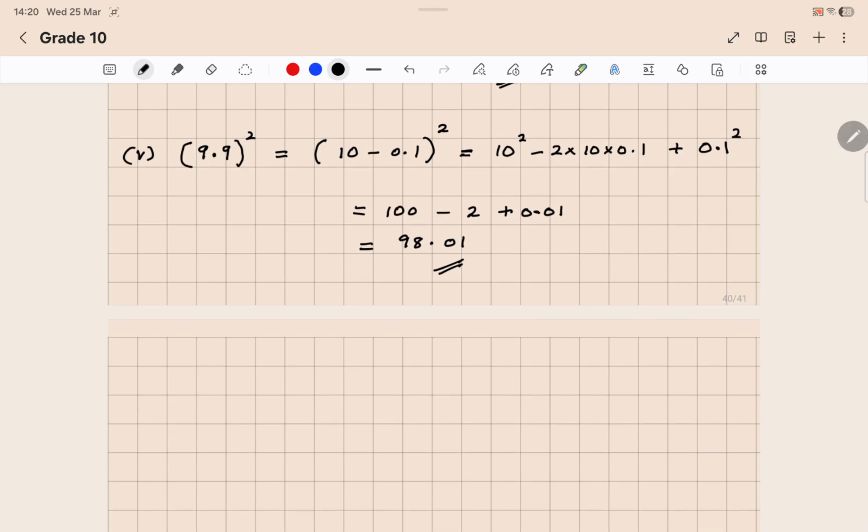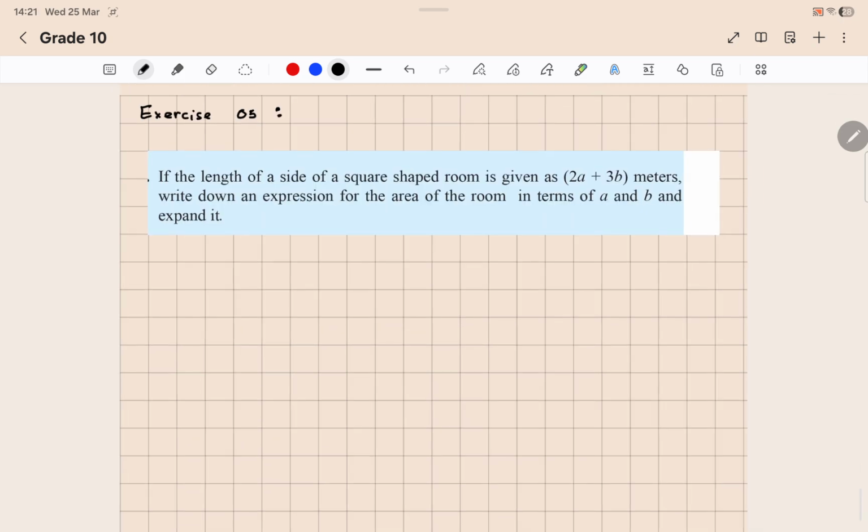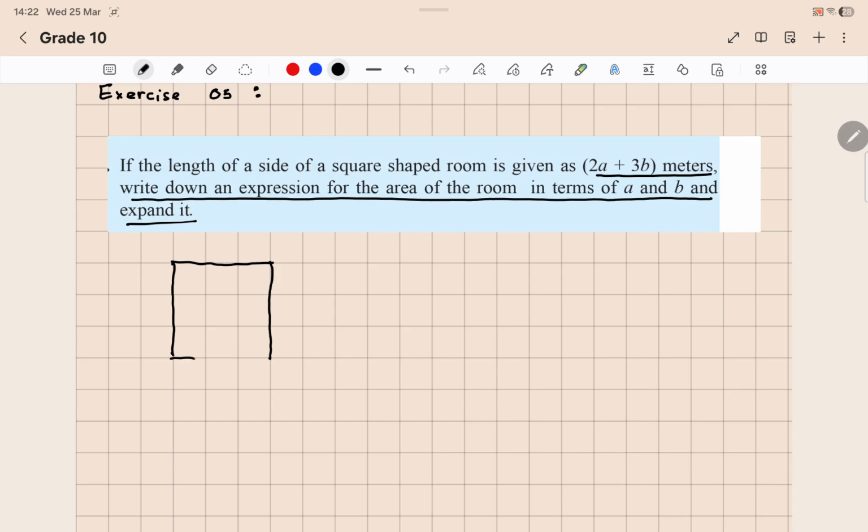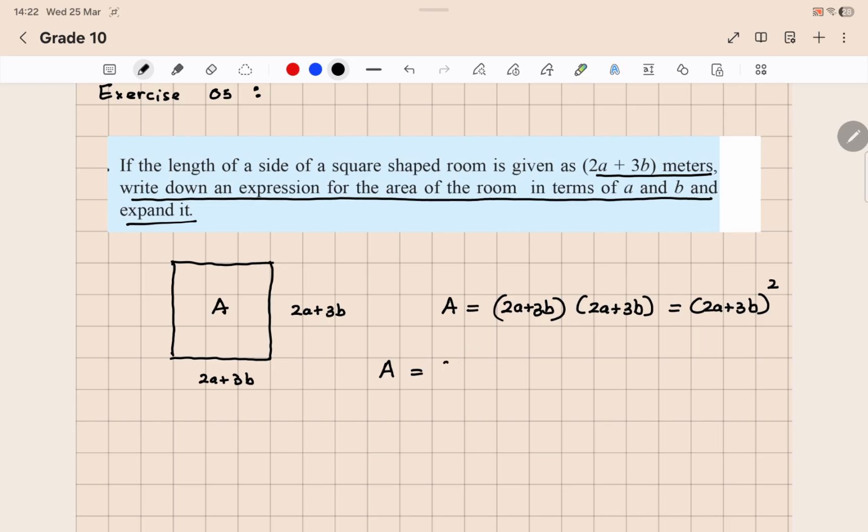Okay, then we'll do a word problem, right? Exercise 5. If the length of a side of a square shaped room is given as 2a plus 3b meters, write down an expression for the area of the room in terms of a and b and expand it. So the length of a side of a square shaped room is 2a plus 3b. So then length and width are both the same, no? So what's the area? (2a plus 3b) into (2a plus 3b). That is the same as what? (2a plus 3b) squared. So this is the square of a binomial expression. So let's square it and simplify.